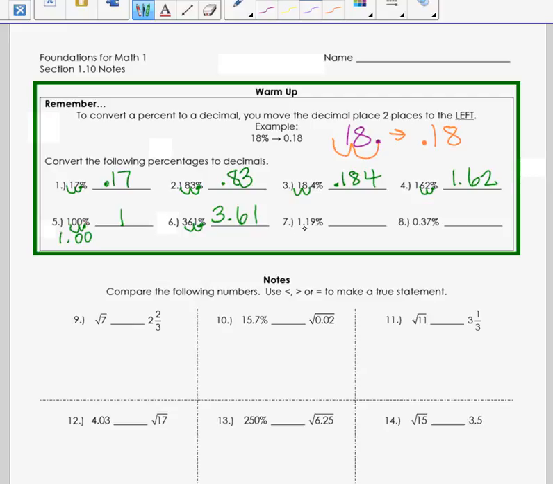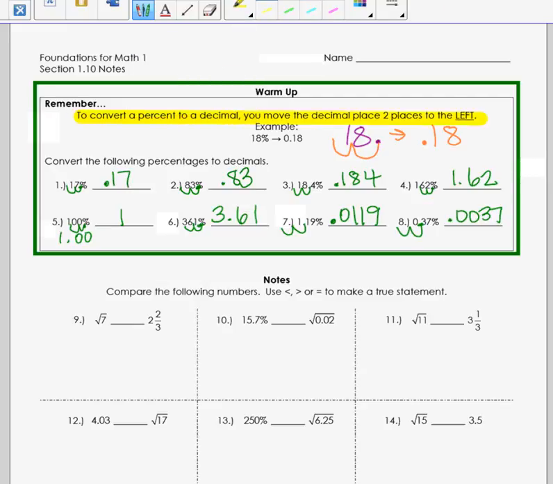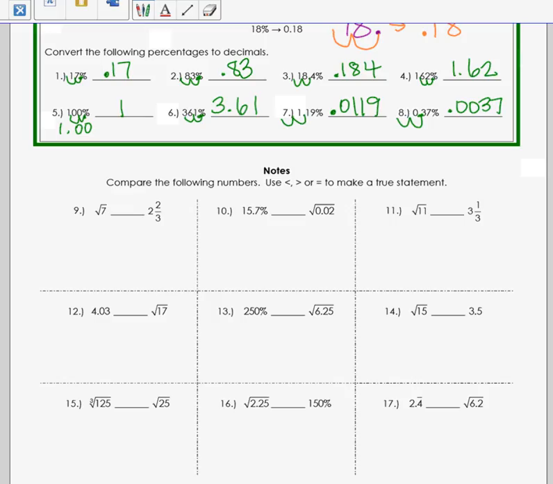For number 7, your decimal point is here. So now you want to think back to scientific notation. If I move it 2 to the left, I have an empty space. So I have 0.0119. For number 8, if I move it 2 to the left, 1, 2, now I have 0.0037. Okay, so whenever you're converting a percent to a decimal, you always move the decimal 2 places to the left. Okay, so we're going to have to use that today in order to compare.